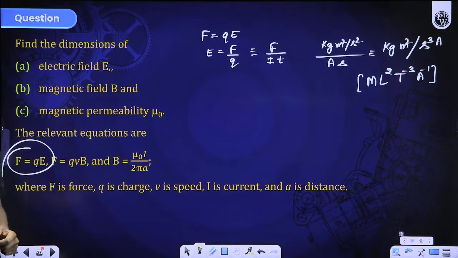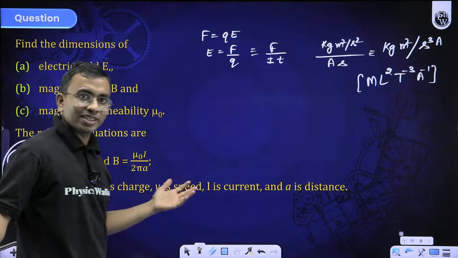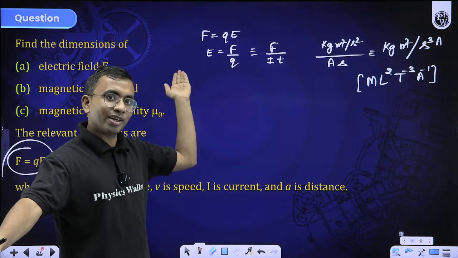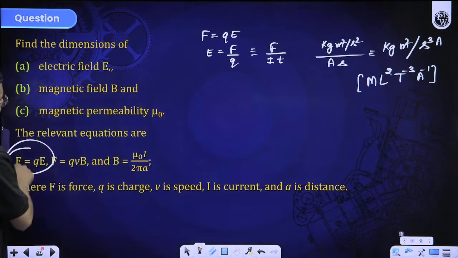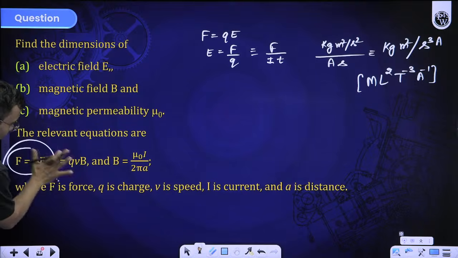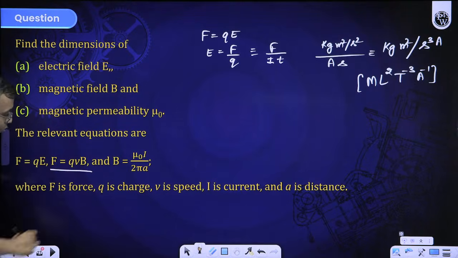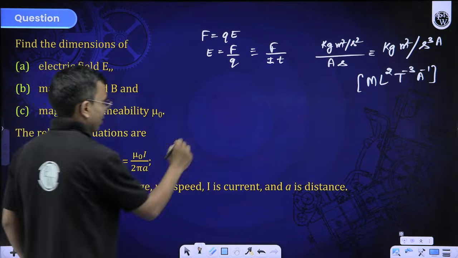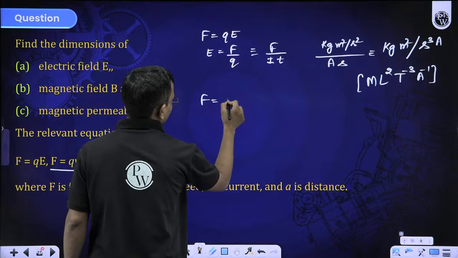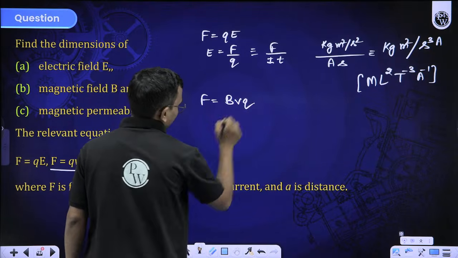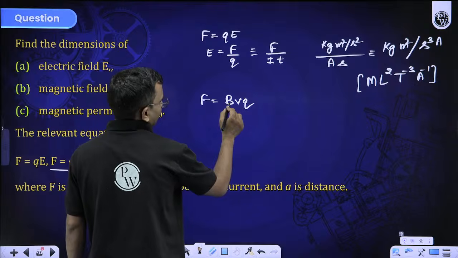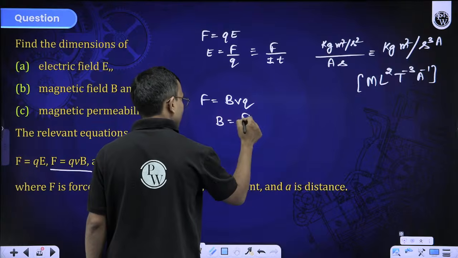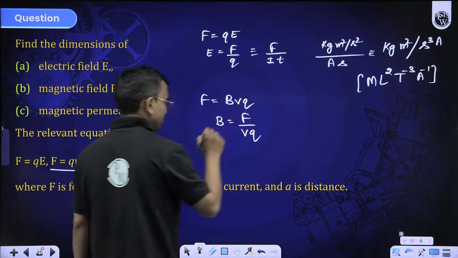So these questions which we are taking here, we have covered in the batch. I'm taking the same questions for your revision here. Next is magnetic field. For magnetic field, this formula is given. Force is equal to Q V into B, charge, velocity into the magnetic field. So I will use force is equal to BVQ. From there I need the dimensions of magnetic field, B. So B I'll write as force divided by velocity into charge.